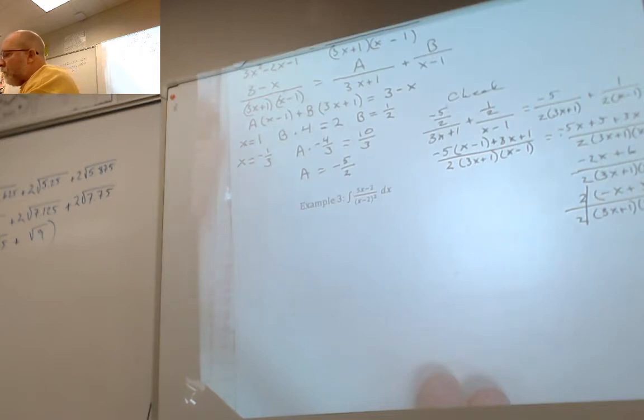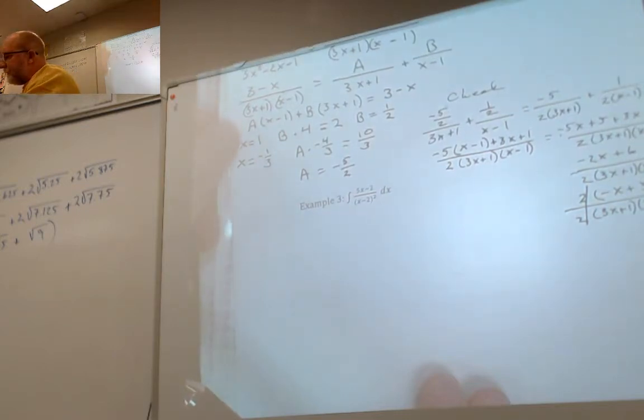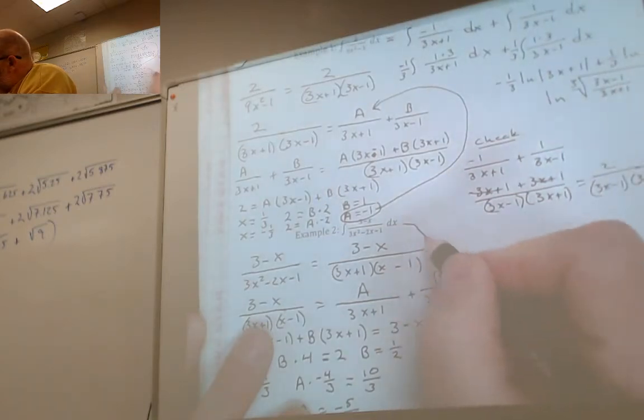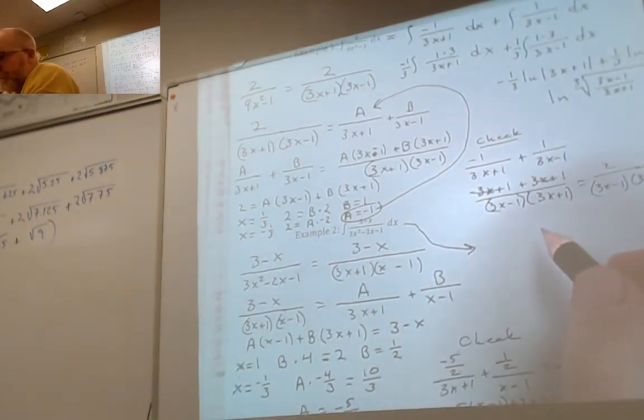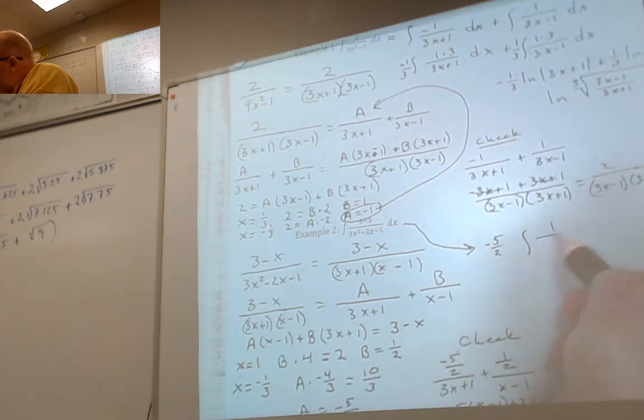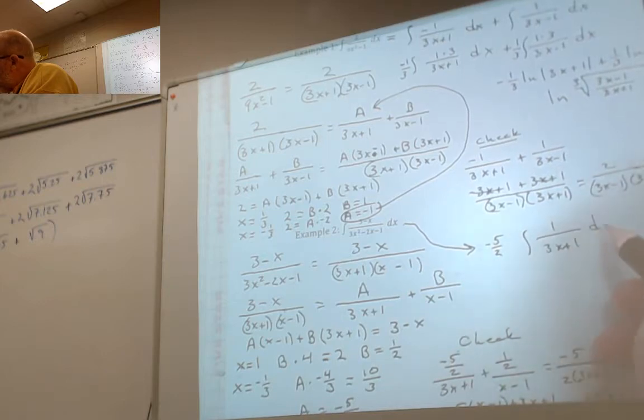Okay? So now, this is how I solve it. This is going to become the integral of negative 5 halves times 1 over 3x plus 1 dx plus 1/2 times the integral of 1 over x minus 1 dx.